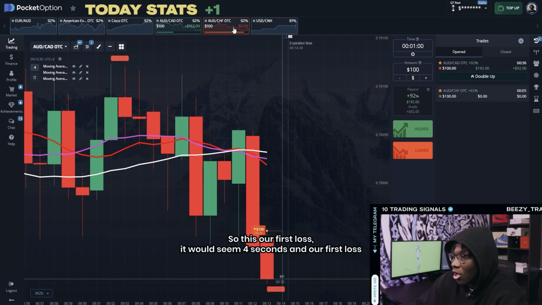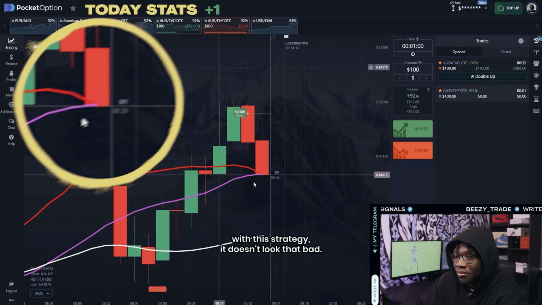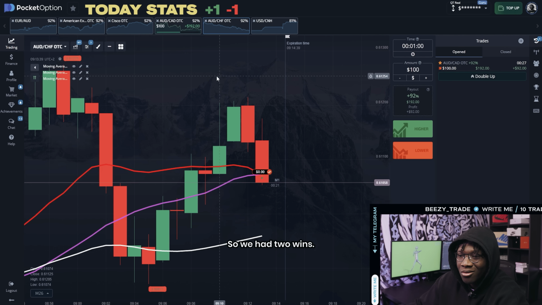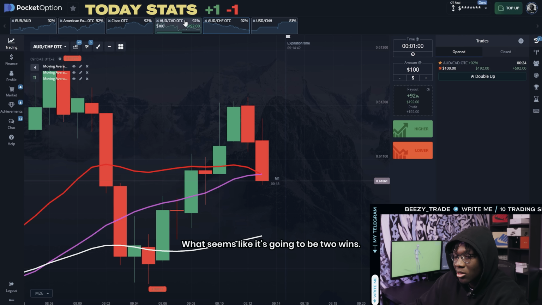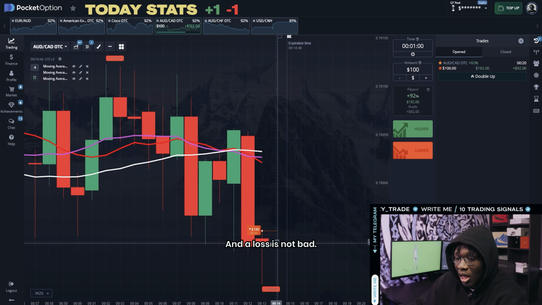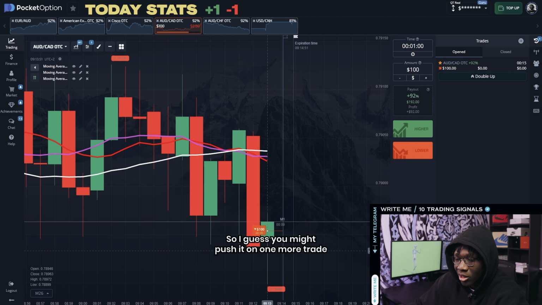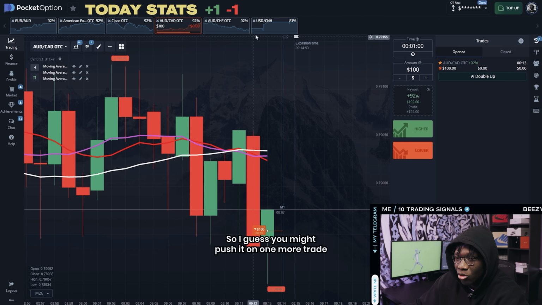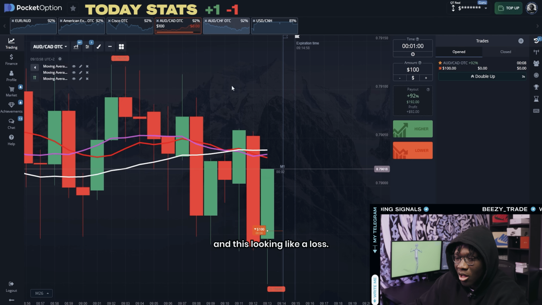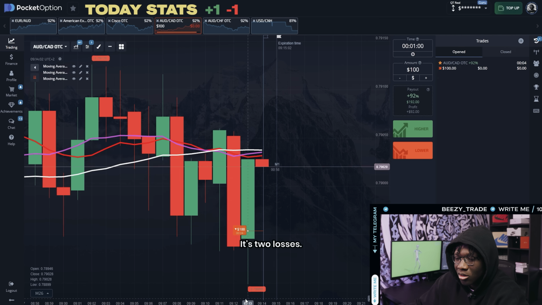So this is our first loss, it would seem, by 4 seconds. And our first loss with this strategy. It doesn't look that bad. So we had 2 wins, what seems like it's going to be 2 wins. So probably will be our second win. And 1 loss. It's not bad. I'd like to test this a lot more. So I guess we might push it on 1 more trade. And this is looking like a loss. That's 2 losses.